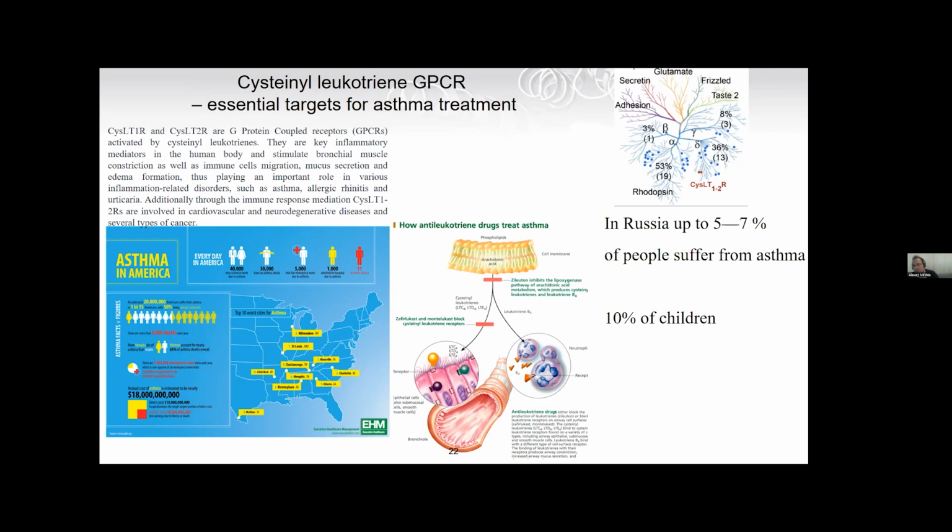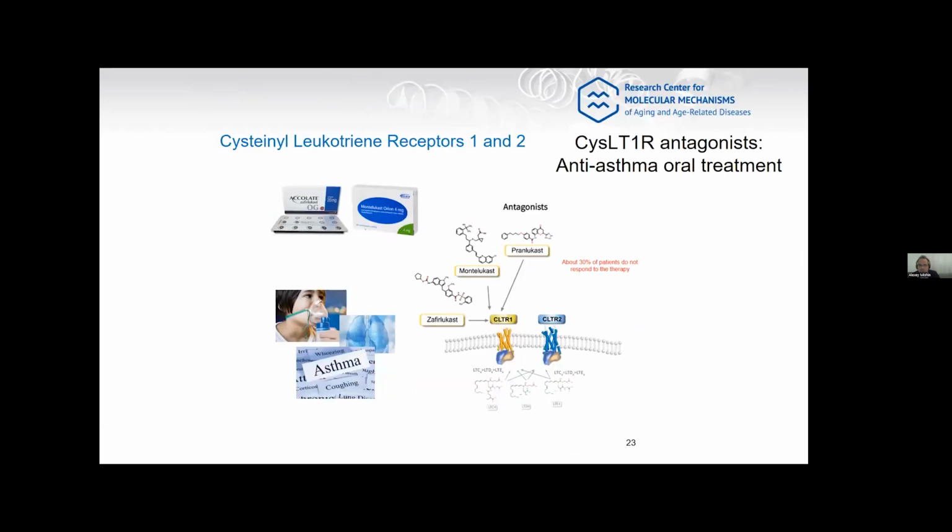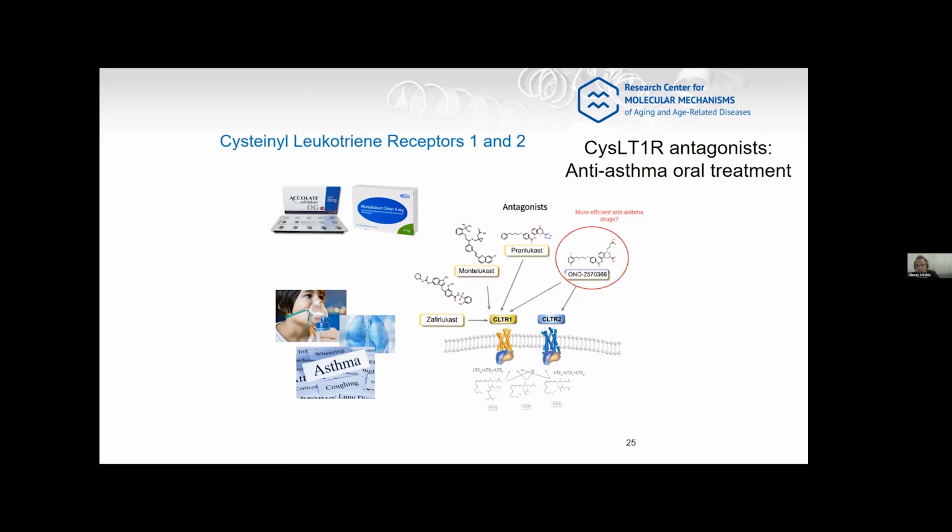10% of children suffer from asthma in Russia, but the problem is that current therapies, for example zafirlukast, montelukast, pranlukast, which target only the first type of cysteinyl leukotriene receptor, are not a proper treatment for about 30% of patients who do not respond to the therapy. We started working, in collaboration with a Japanese pharmaceutical company, to develop using structure-based drug design compounds that target both cysteinyl leukotriene receptor type 1 and 2, and such compounds should be available as oral treatment for patients.